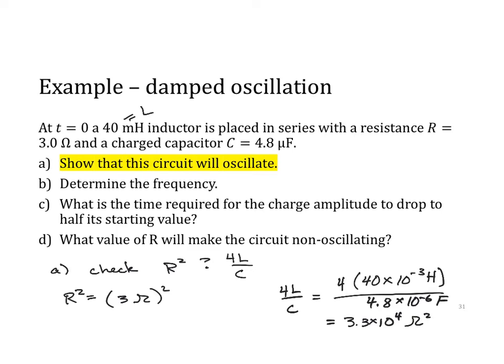So in this case, if we compare, I guess I never wrote this, my 9 ohms squared on my R side to something that's times 10 to the 4th, that is definitely in our underdamped case. So if we're underdamped, we definitely oscillate. So we can say check, we've checked that it will oscillate, we've done that one.